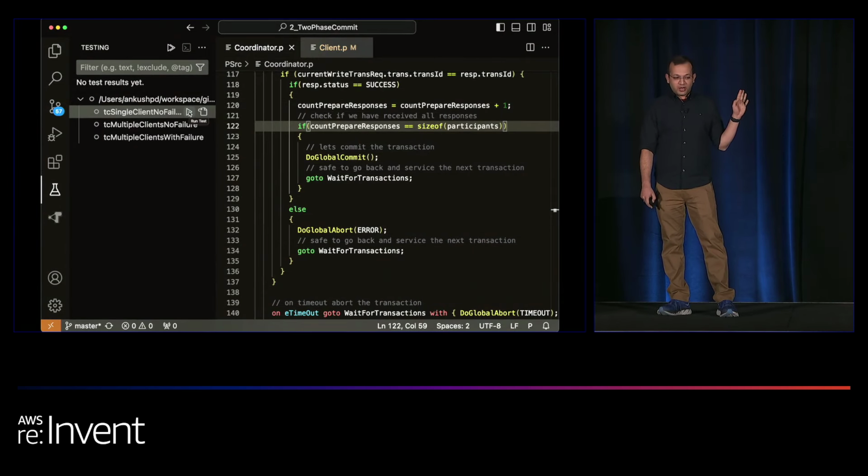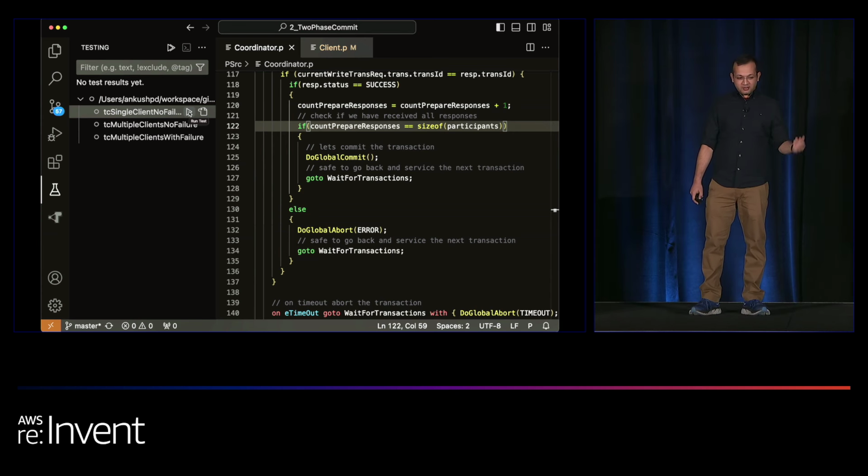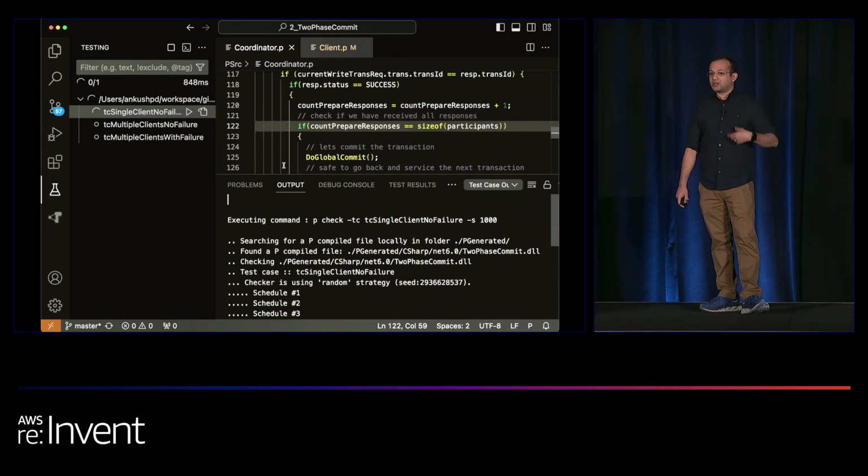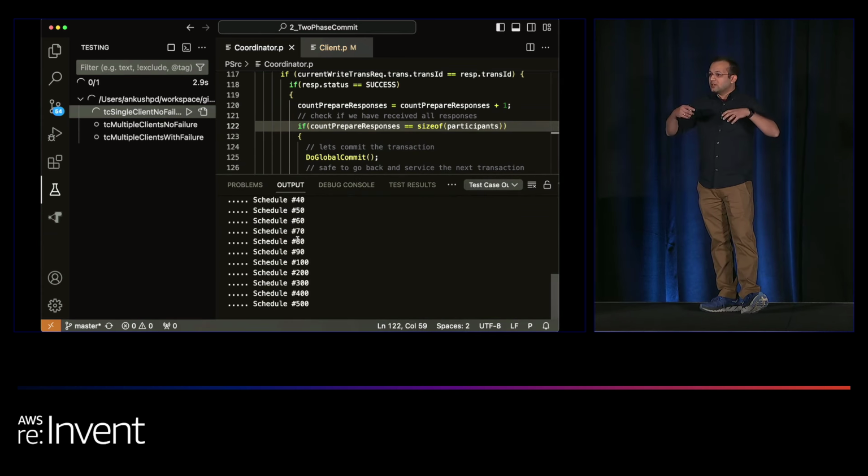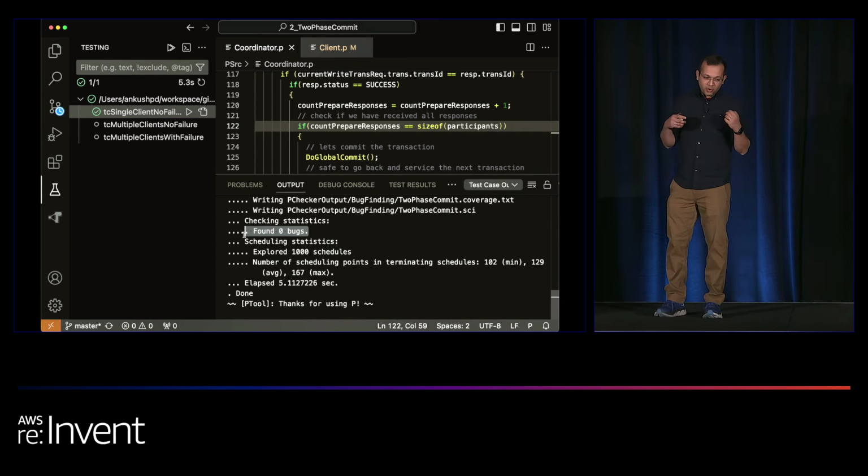How do I test my application in P? It's just like any other programming language. You write test cases, you run them, and the P checker underneath checks all possible interleavings of the state machines and messages that are being modeled in your system, and says if there is a bug found or not.